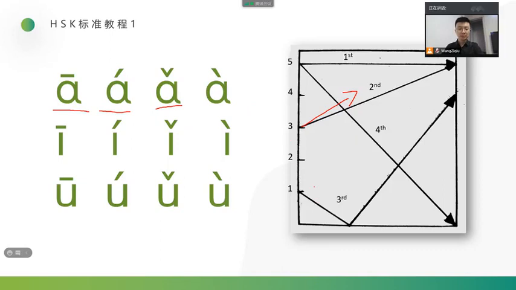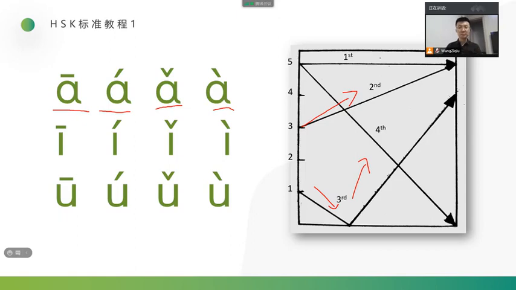Then the third tone. Third tone, see, down first, then up. It's third tone. Listen. Ah, ah, ah. And fourth tone, I think it's easy to read, from up to down. Ah, ah, ah.